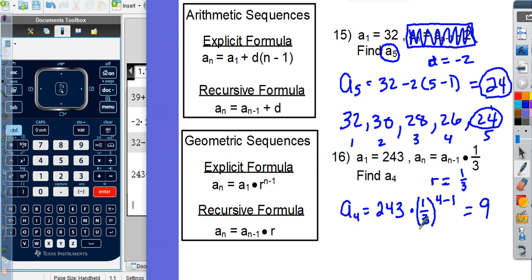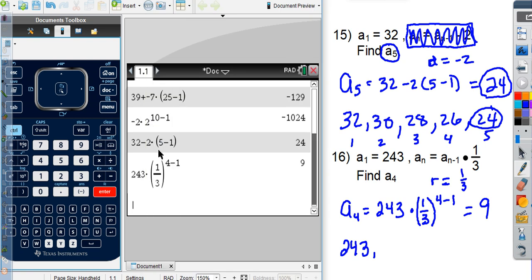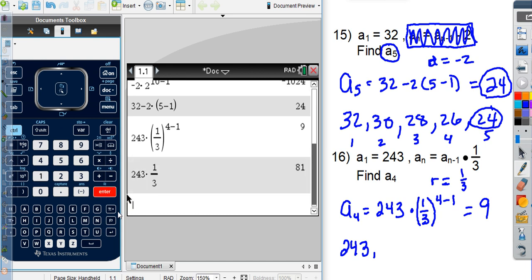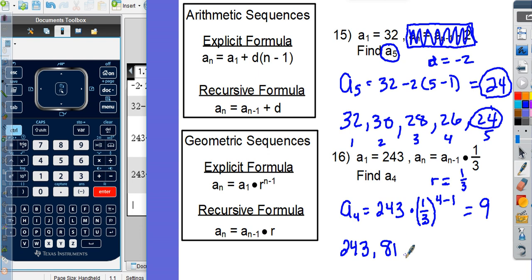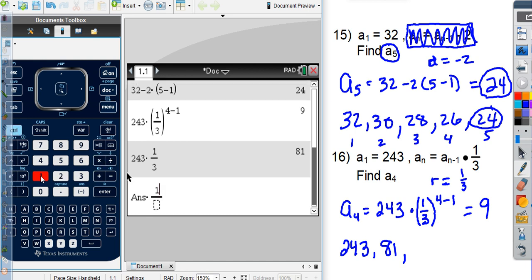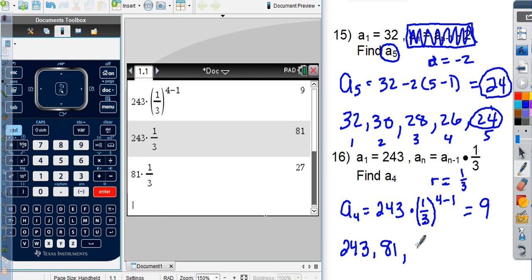So what if I wanted to do the pattern? 243 is my first term. So you use your calculator: 243 times 1/3. Let the calculator do all that work. Enter. It's 81. And remember, I don't have to retype 81. I can just hit times, 1/3, enter, 27.